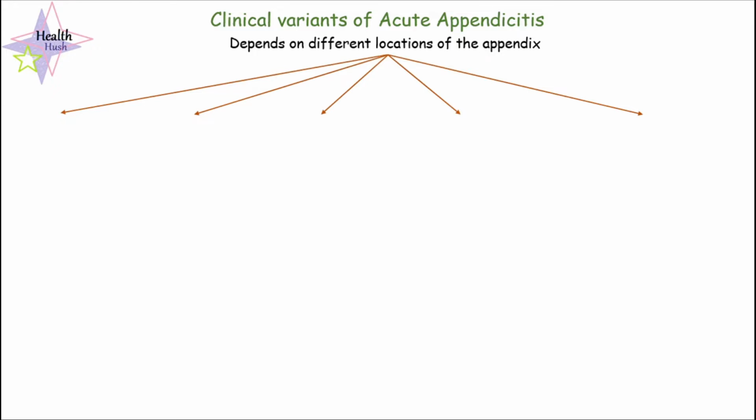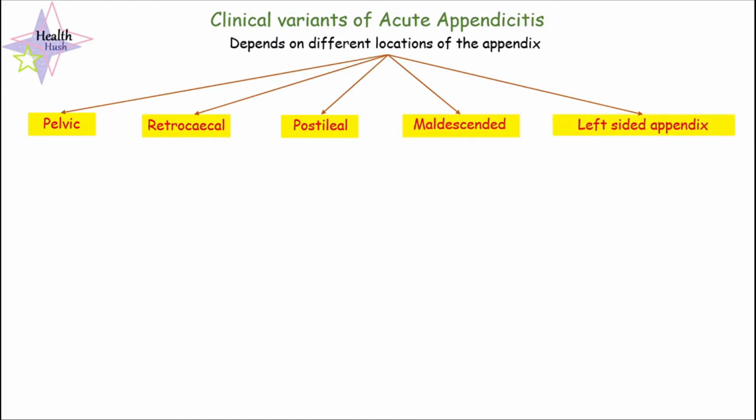In today's video, we'll be speaking about clinical variants of acute appendicitis. Clinical variants of acute appendicitis mainly depend on different locations of the appendix, which can be of 5 main types, which include pelvic, retrocecal, postileal, maldescendant, and left-sided appendix.